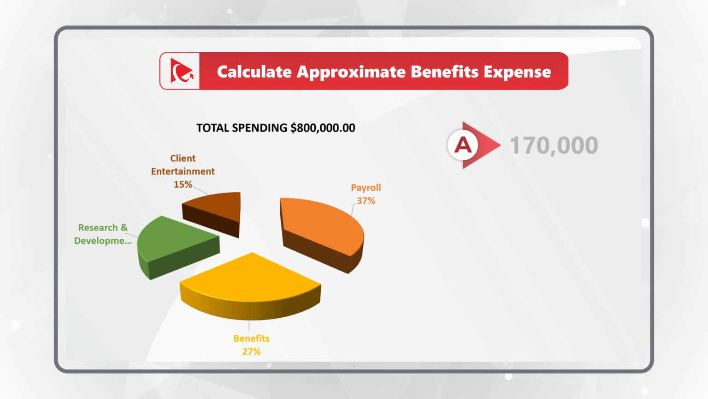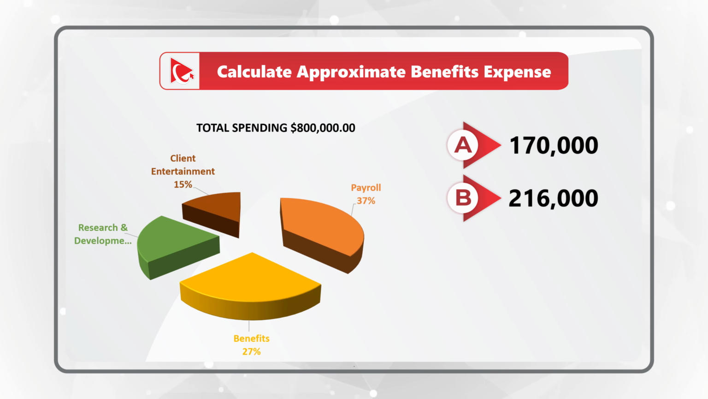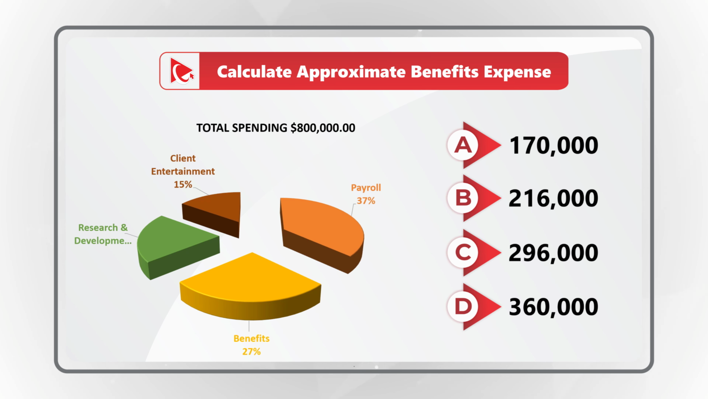Choice A, 170,000. Choice B, 216,000. Choice C, 296,000. And choice D, 360,000. Do you see the answer? Please pause this video, do mental calculations, and post your answer in comments so I can give you my feedback. Thanks for participating and good luck.